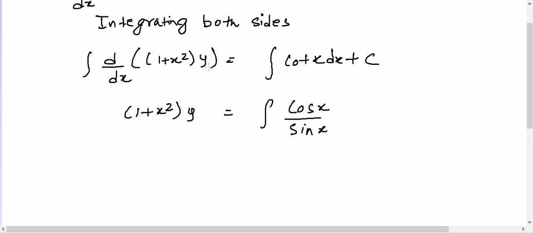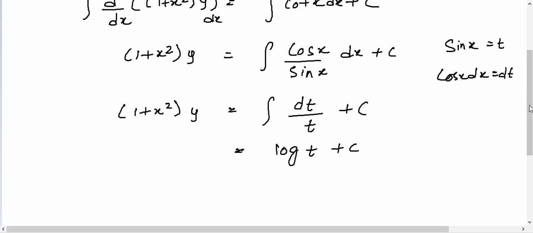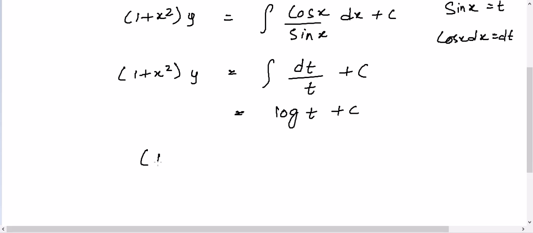For integrating it, we'll assume sin x as t. The differentiation of sin x is cos x dx, which is equal to dt. So it will be the integral of dt by t, and that will be log t, and t is sin x. So it will be (1 plus x square) y is equal to log of sin x plus c. Thank you.